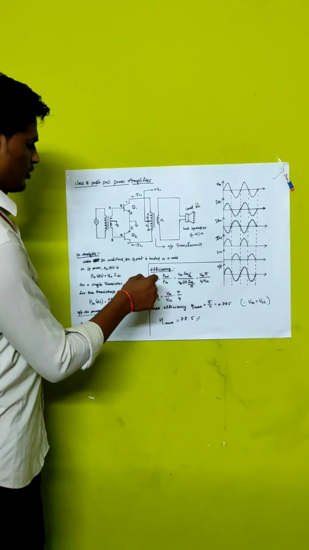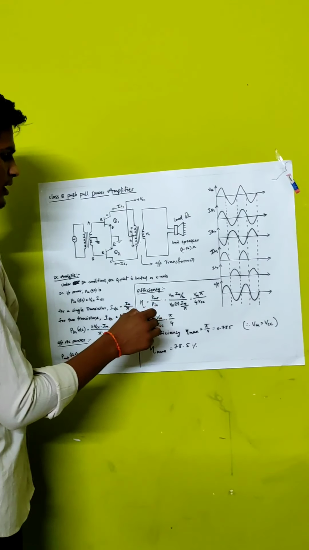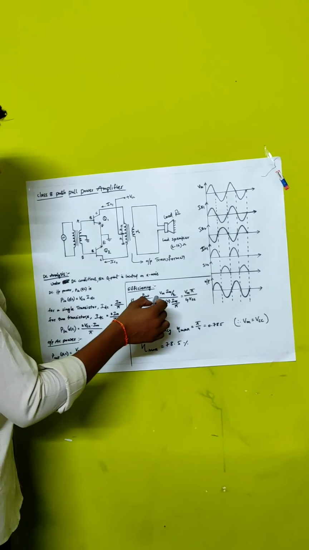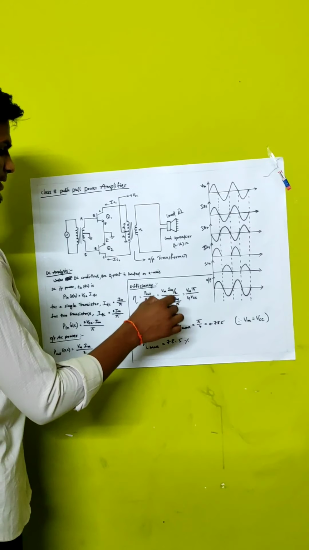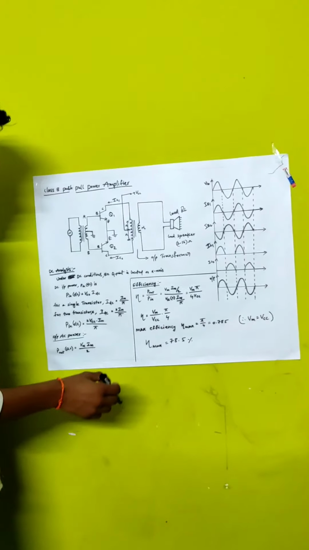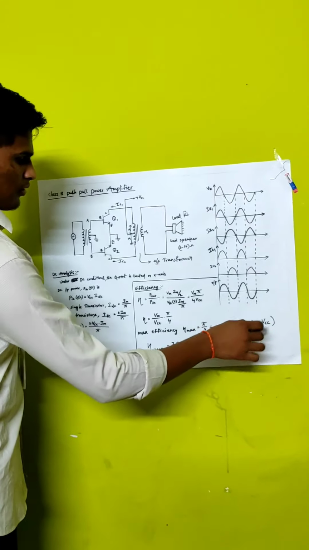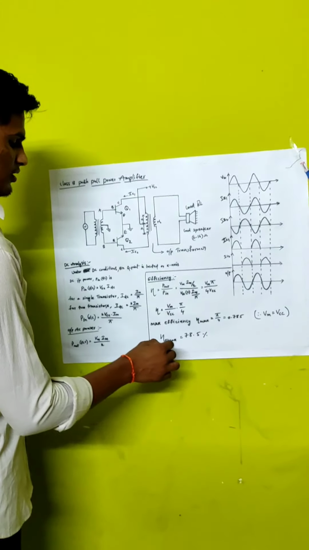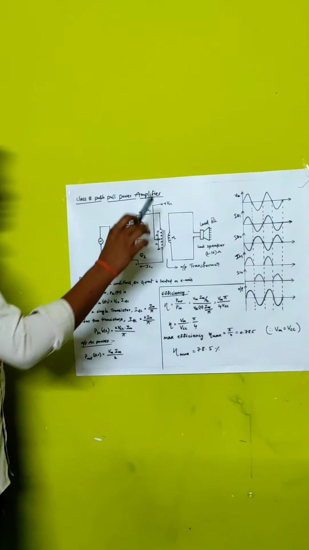Finally, we calculate the efficiency. The formula for the efficiency is output power by input power. Therefore, we substitute the output power and input power values. Here, the output power Vm Im by 2 divided by 2 VCC Im by pi. By cancelling the Im, we get pi Vm by 4 VCC. The maximum efficiency is obtained when Vm is equal to VCC. Only under this condition we get the maximum efficiency. Therefore, the maximum efficiency is equal to 78.5% for the class B push-pull amplifier.